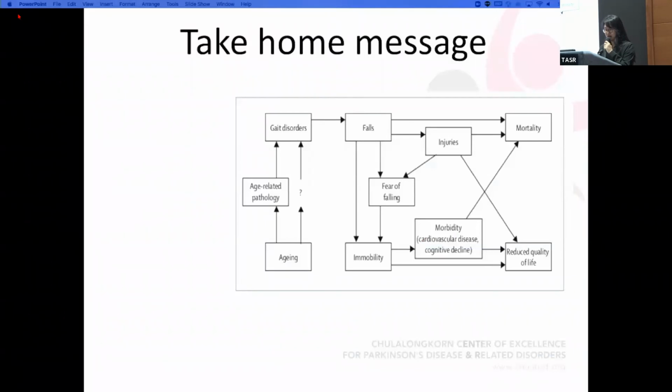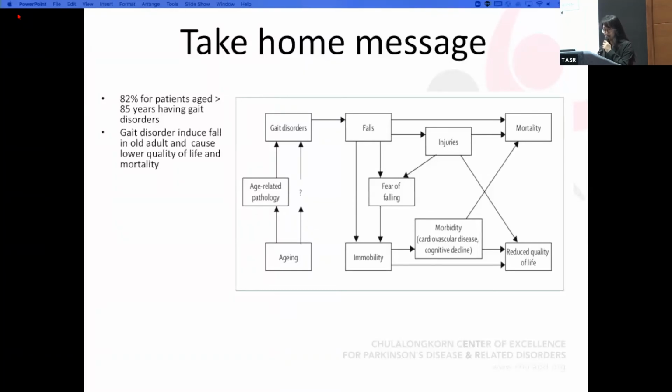I would like to end my presentation with a take-home message. It is very common for adults to have gait disorder, and it increases with age. It can be seen in up to 82% at the age of 55 and above. Gait disorder induces falls. Patients end up with a lower quality of life, or in the worst case, increased mortality. There are many gait patterns in higher-level gait disorder.